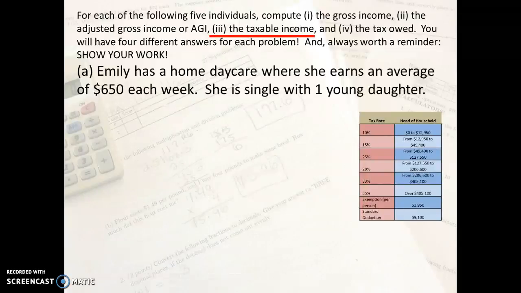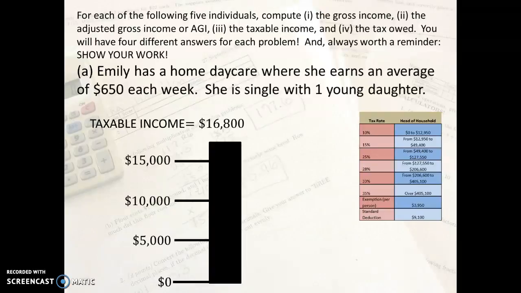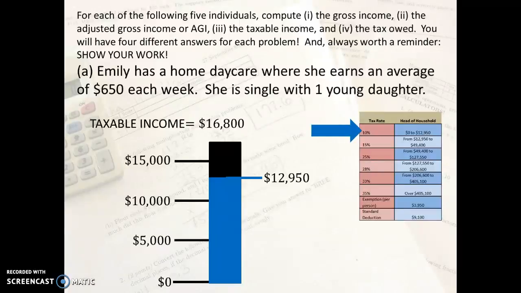Next step: the tax. Well, we know her taxable income was $16,800. That was from the first 3 steps of the problem. Now, I'm going to break down the tax she has to pay by thinking of that $16,800 as sort of a bar graph, and you see it go up just a little past $15,000. I'm going to use this chart to say, wait a minute, I've got 15%, and I've got a 10% number. And the 10% number goes up to $12,950 right there.